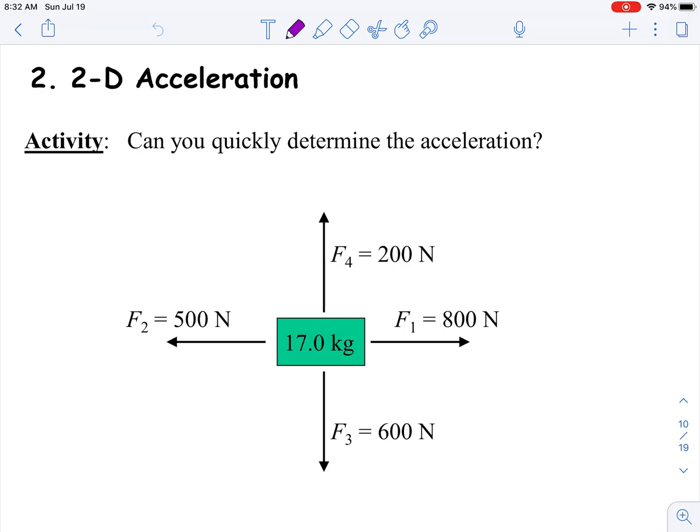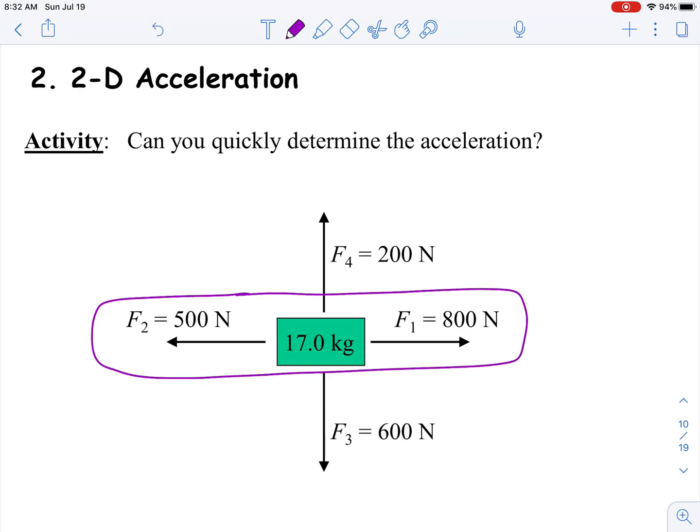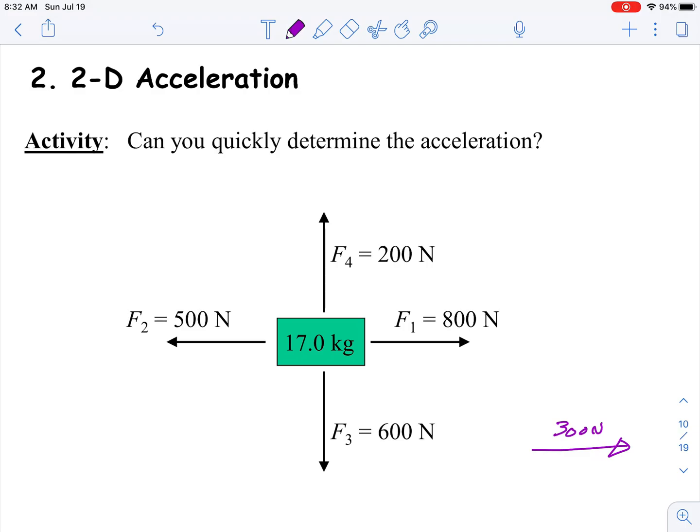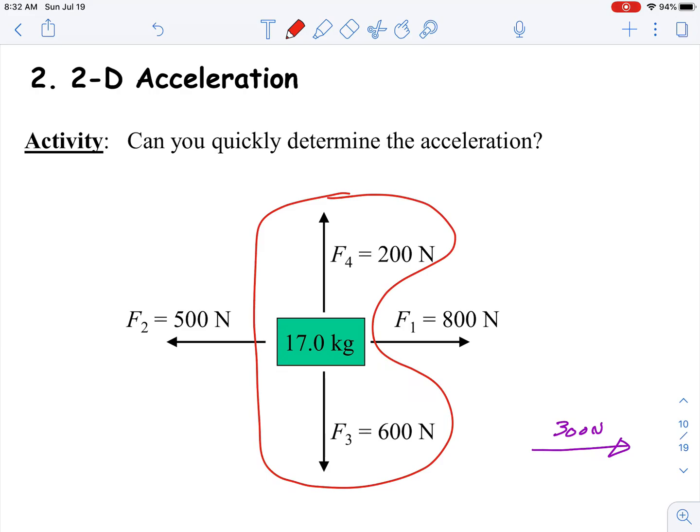So the logic is to think about the vertical and horizontal separately. So if we look at just the horizontal forces, can you say F1 would be positive and F2 would be negative? If you add those together, you end up getting 300 newtons positive, which is to the right. And then when we take a look at the vertical, actually maybe I'll just erase these markings. If we look at just the vertical, which are these, can you say F4 would be positive, F3 would be negative going downward, and therefore the total would be 400 newtons going downward, negative 400.